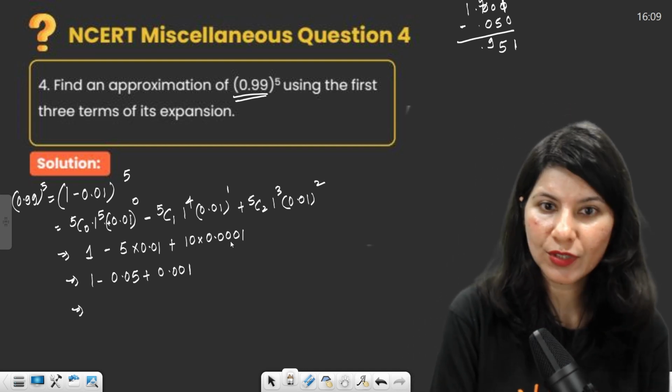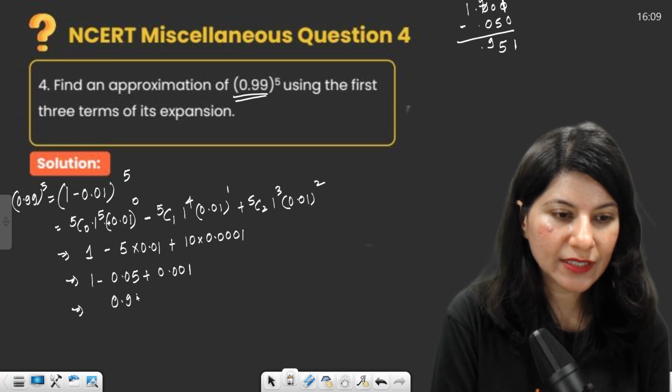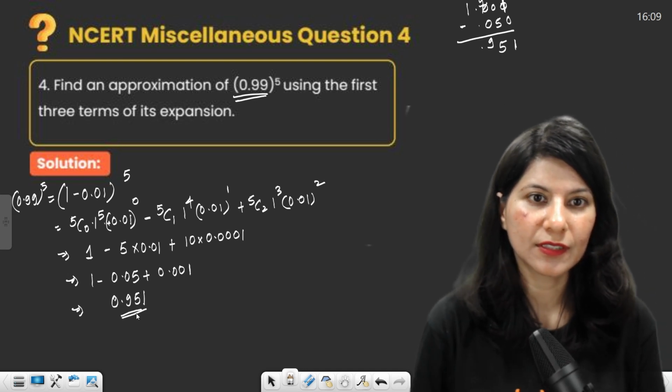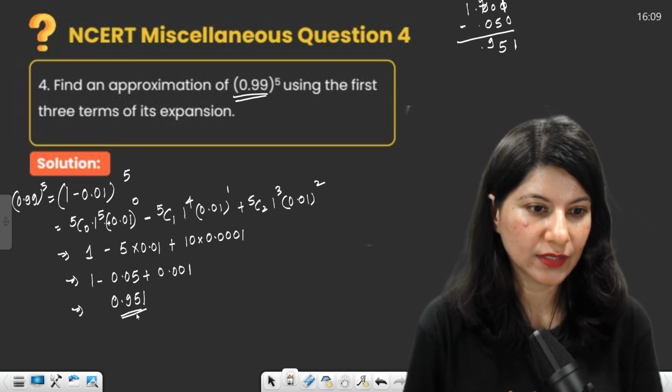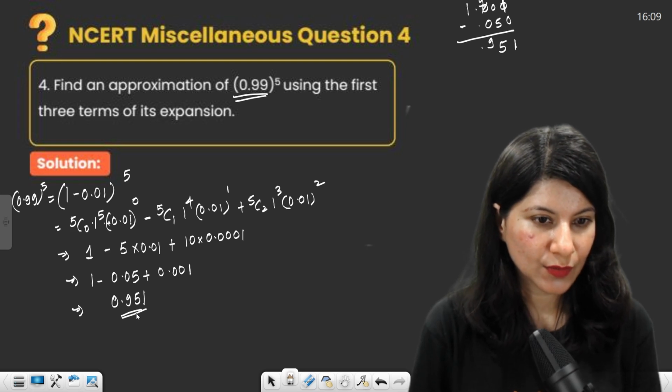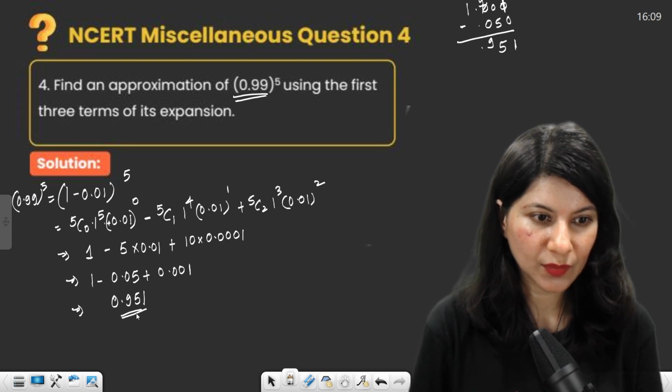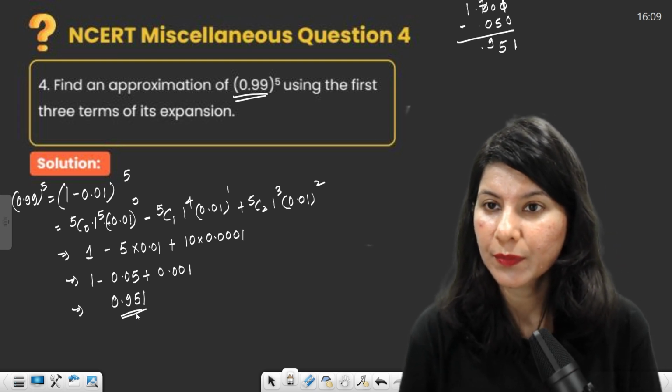Okay, so this is actually 0.951. Correct? Yes. So 1.5, you have 0.05. Correct, no?